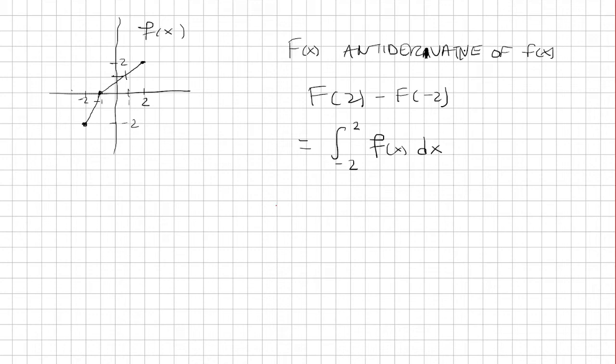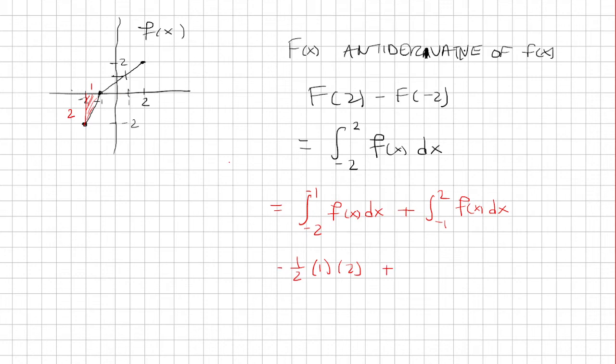So we're going to break this up first from -2 to -1, and then from -1 to 2. So this is a triangle. The height is 2, the base is 1. We do 1/2 base times height. And keep in mind, this is below the x-axis, so this should be a negative.